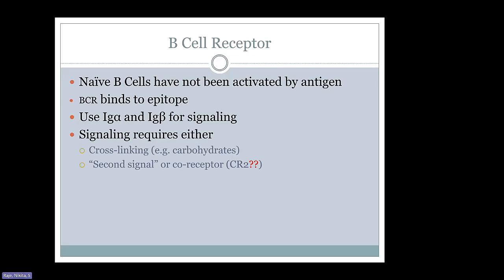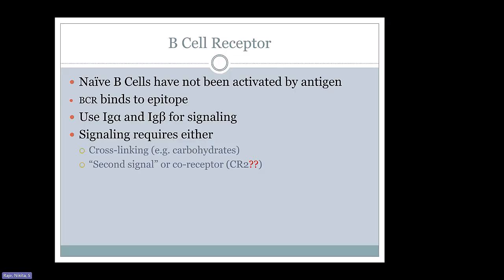So the signal requires that either several BCRs on the surface of the cell can bind to multiple similar molecules or epitopes, right? That's called cross-linking. That's typically found in polysaccharides because it's the repeating sugar molecules that are next to each other. The best example of that is pneumococcal bacteria. It has that polysaccharide capsule on its surface, and it can bind and cross-link the B cell receptors on the surface of a B cell, and that's how it gets activated.